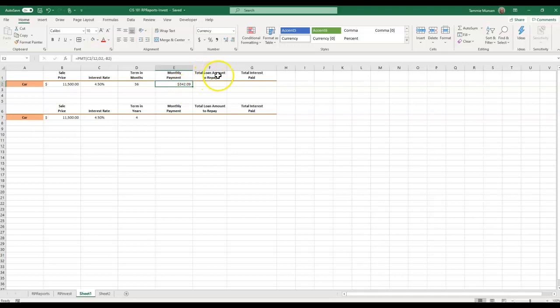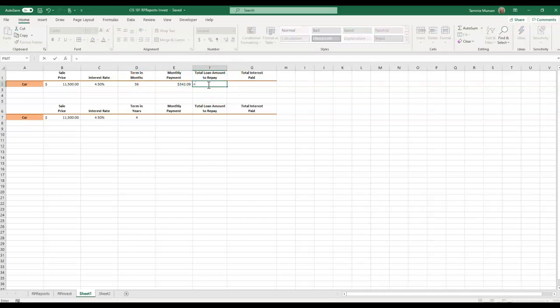The total loan amount to repay. So what am I going to pay back? I'm going to be paying back more than $11,500 because I have a 4.5% interest rate. So to calculate the amount I'm going to repay, I'm going to do equals, and I'm going to take my monthly payment, which is in cell E2, and multiply that by the term, or the number of months. So I'm going to multiply that by D2.